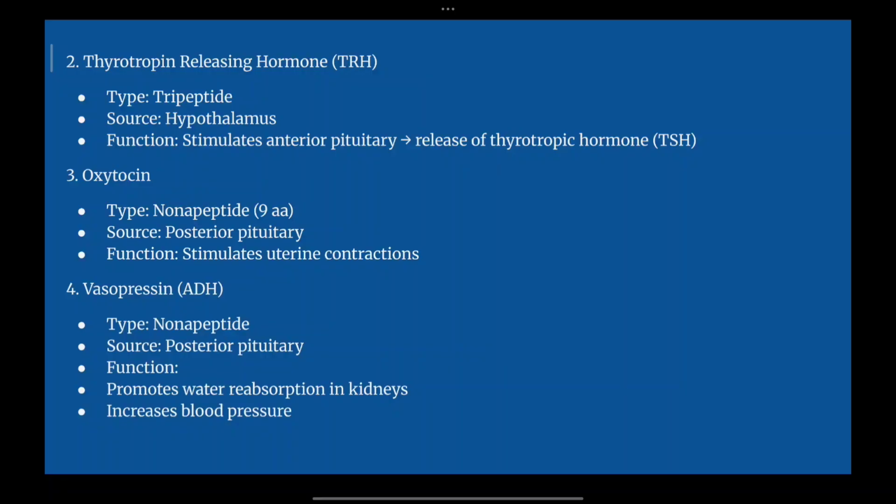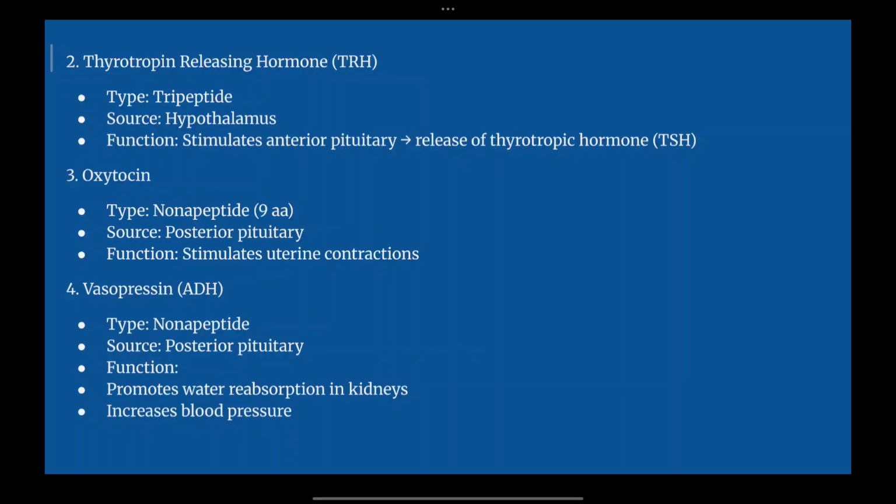So where is this released? It is released in the uterus for the contraction when the pregnant woman is delivering a baby. So this oxytocin is from the source of posterior pituitary, and it stimulates the uterine contraction. Vasopressin, the ADH hormone, is released by the adrenal glands.